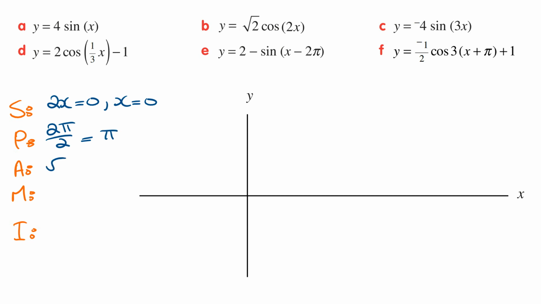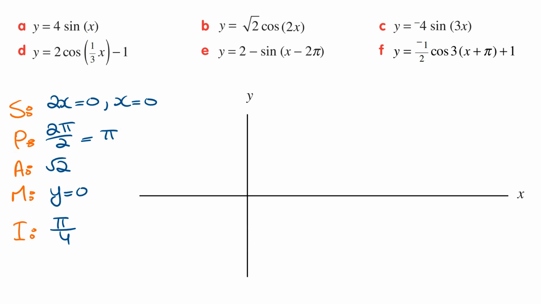The amplitude is going to be root 2. The midline is going to be the line y is equal to 0 since there's no constant added or subtracted to the cos function. The interval is going to be the period, which is pi, divided by 4. Now that we have this information, we can start to sketch the graph.